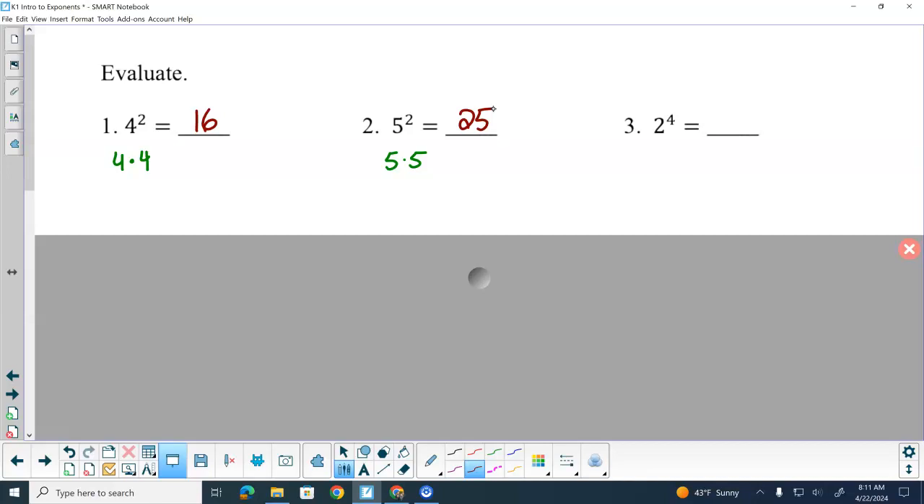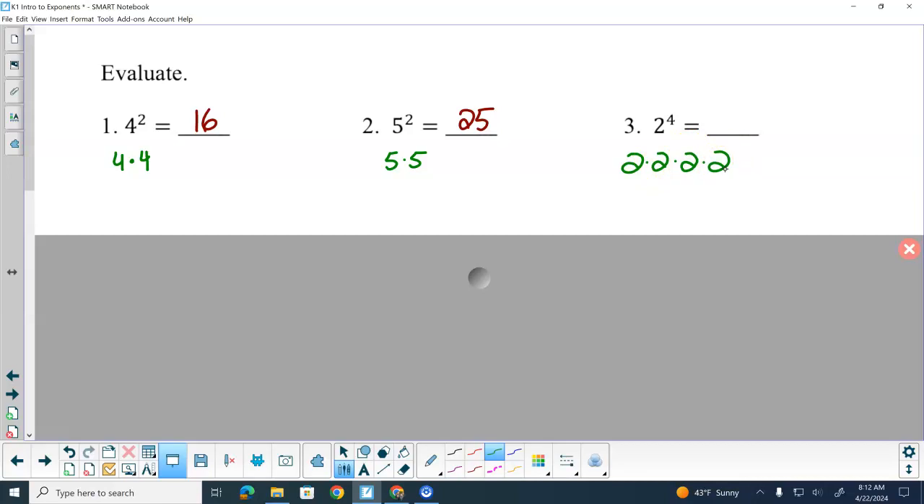Okay, you ready for it? If 4 squared means 4 times 4, and 5 squared means 5 times 5, and on the last slide we had 3 squared meaning 3 times 3, what does 2 to the 4th power mean? So 2 times 2 times 2 times 2? Yep. Okay, so that's what that means. 2 times 2 times 2 times 2.